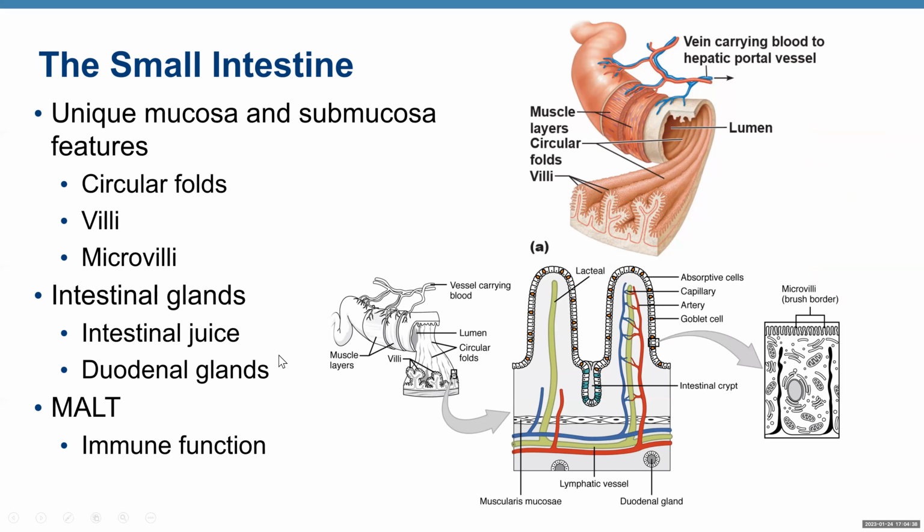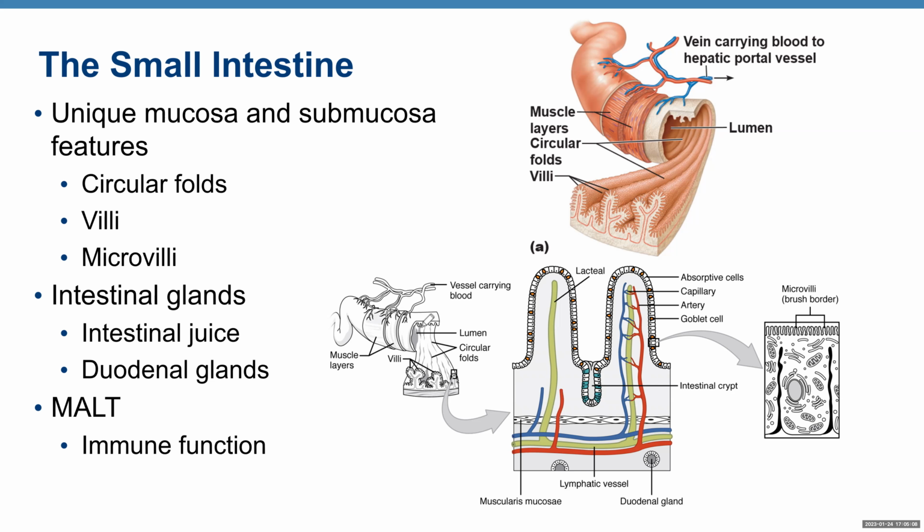The small intestine has unique mucosa and submucosa features, such as circular folds. If you look inside the lumen, you will see those circular folds, and inside those circular folds you have villi. That's a villus.